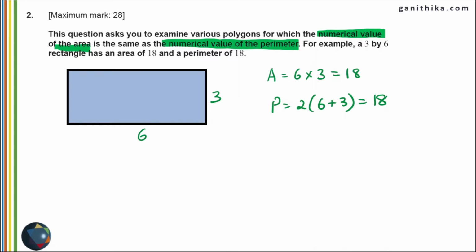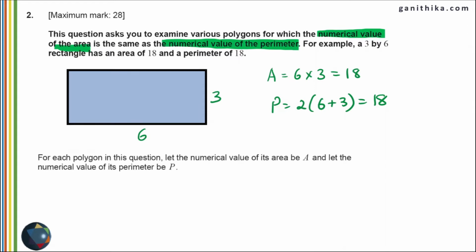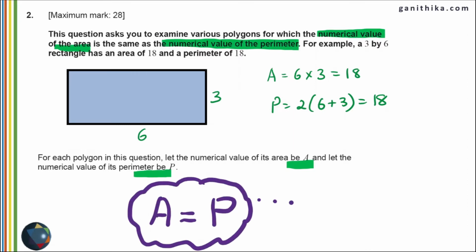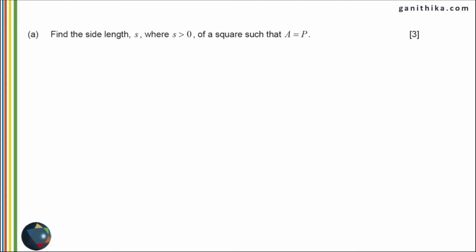In the same way, for various polygons, you have specific dimensions for which A equal to P, and this is what we are going to explore in this particular question. And it is also given that for each polygon in this question, let the numerical value of area be A and that of perimeter be P. Therefore, we are going to have A equal to P in these questions. This is a very simple question for the beginning.